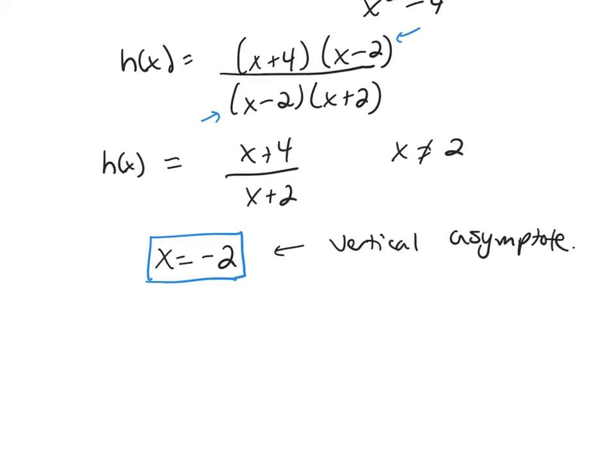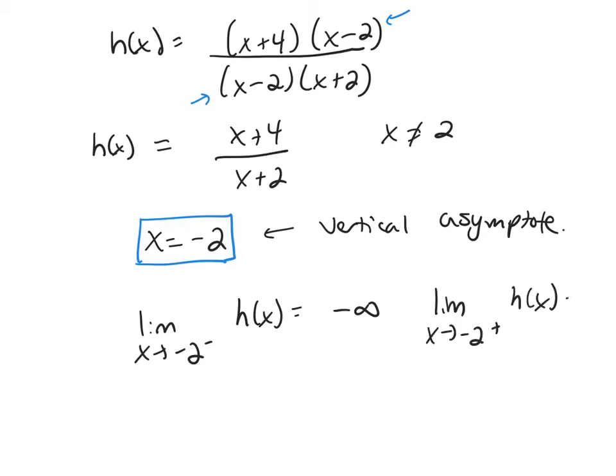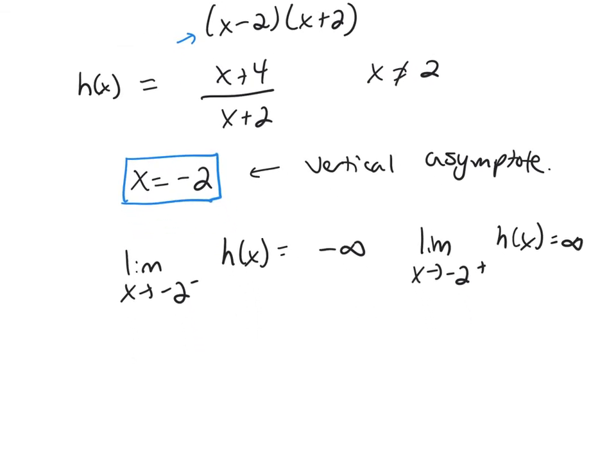And if you wanted to verify this, you could graph the function, and you would see that if you take the limit as x approaches negative 2 from the left, you would get negative infinity. If you look at the right-hand limit, you would get infinity for that. So this is a vertical asymptote, and it's the only vertical asymptote that we have.